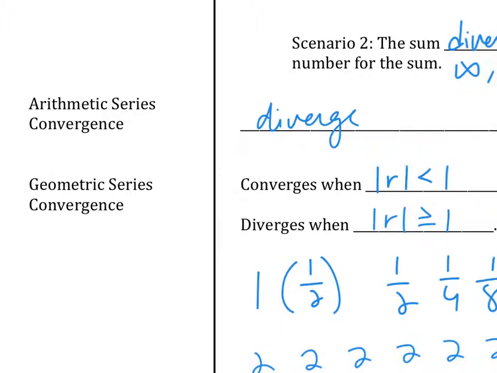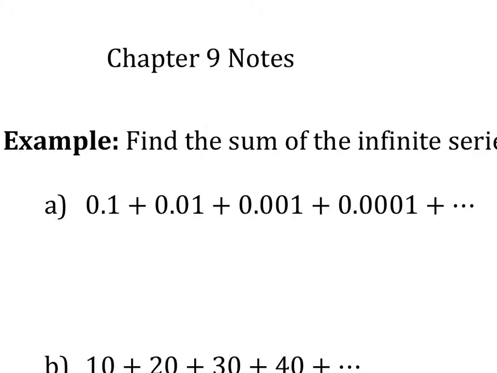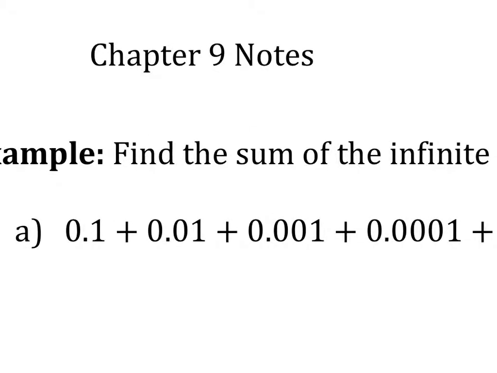All right, let's look at some examples. Find the sum of the infinite series. Okay, talk to your partner. If you add up all the numbers until it gets to an infinite number of terms, what does this become? Okay, maybe a better question is, does this converge or diverge? How many people think converge? How many people think diverge? How many people don't know?